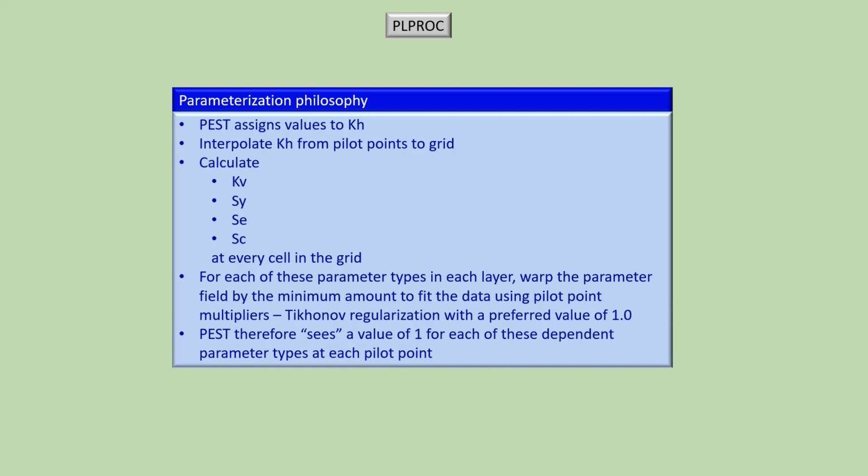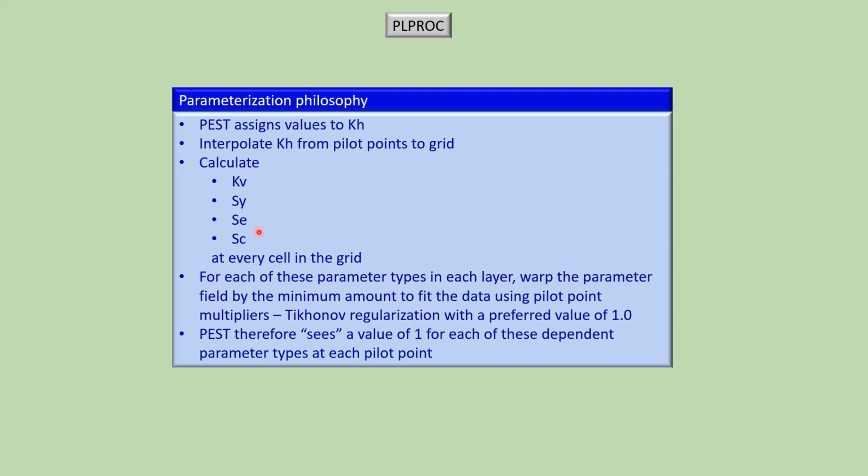This is what PLPROC did. So values were assigned to pilot points, KH values. These were interpolated to all cells of the model domain. Then those regression equations were implemented, and at every cell in the model domain, values were ascribed to these secondary parameters using those regression equations. But of course, those regression equations aren't exact. They're kind of suggestions of the nature of the relationship between these parameters that makes sense based on what had been observed through site characterization.